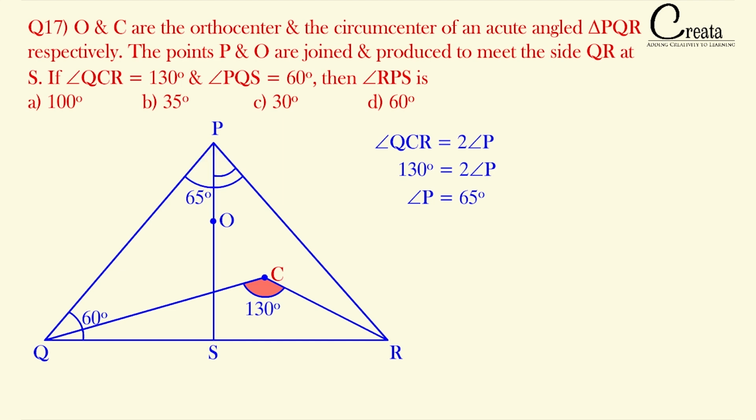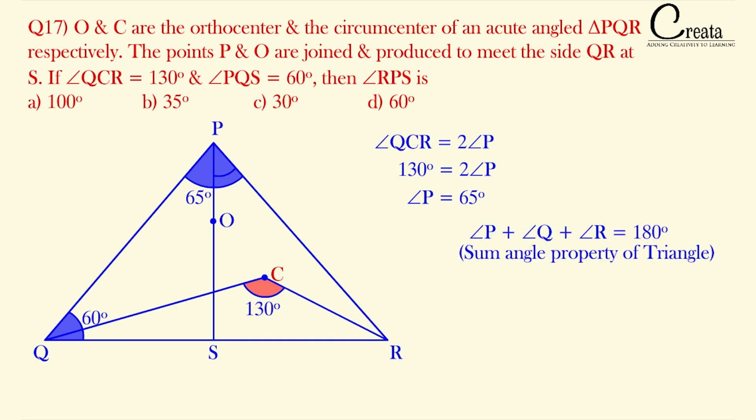Further, if you observe, we know two angles of this triangle, that is angle P and angle Q. If we apply the angle sum property of the triangle, that the sum of three angles of a triangle is 180 degrees, on putting the value and solving, we got angle R as 55 degrees. This angle we got as 55 degrees. Now we know all three angles of this triangle, that is angle P, angle Q and angle R.